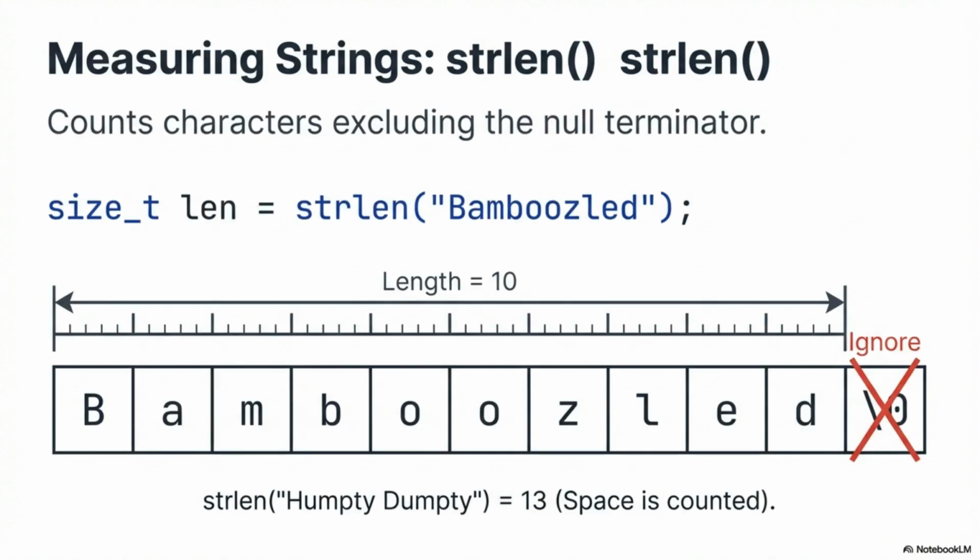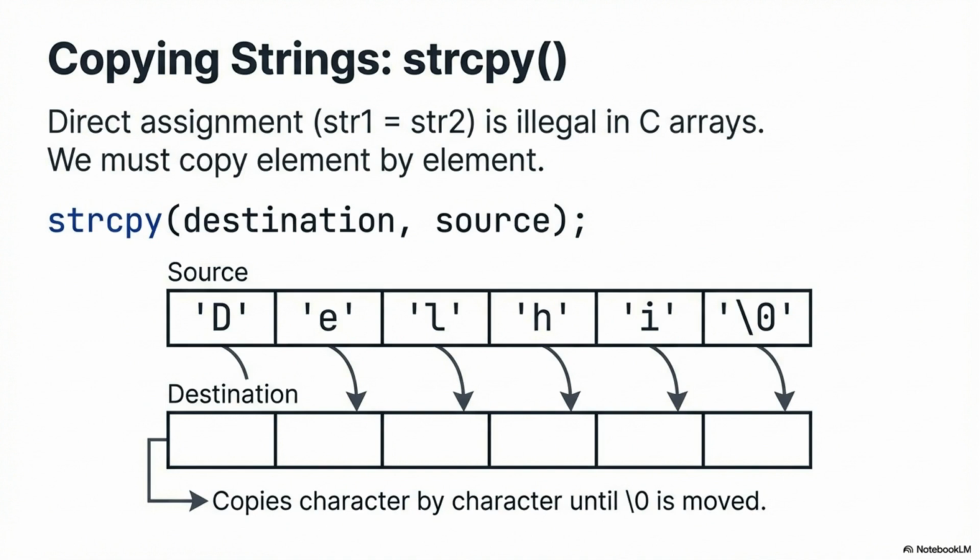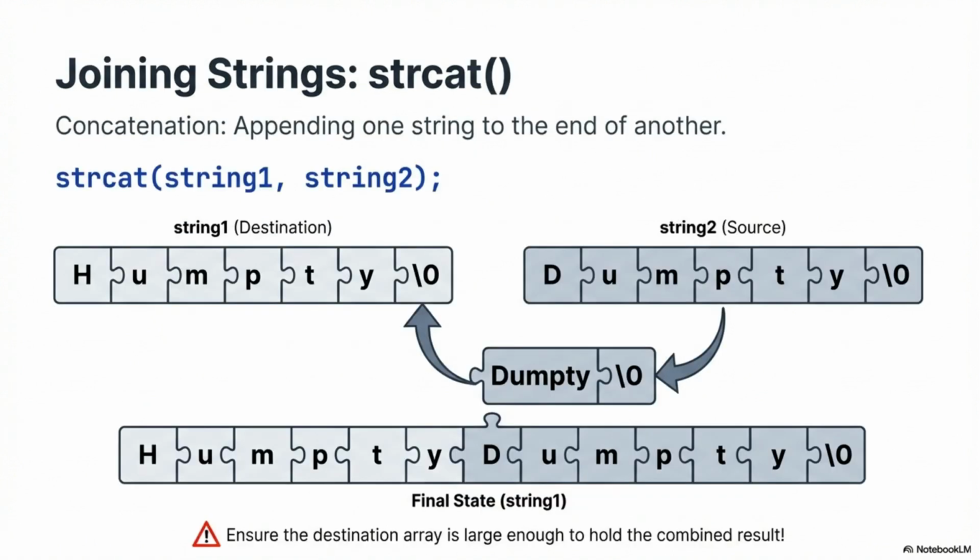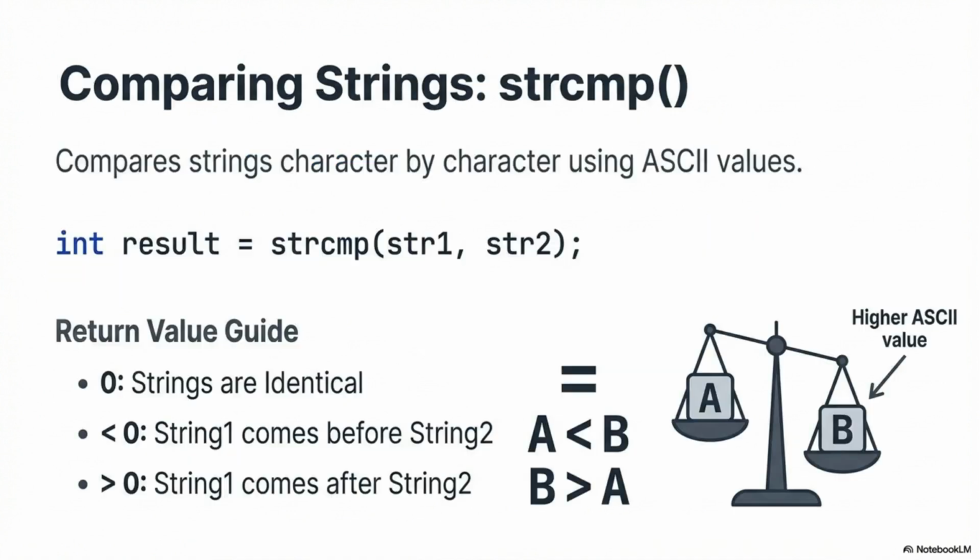`strlen` measures the length of a string by counting characters, specifically excluding the null terminator. `strcpy` is used to copy content from a source string to a destination string, character by character, since direct assignment is illegal in C arrays. `strcat` joins or concatenates one string to the end of another. Remember to ensure the destination array is large enough to hold the combined result.